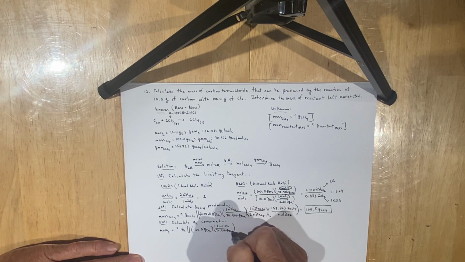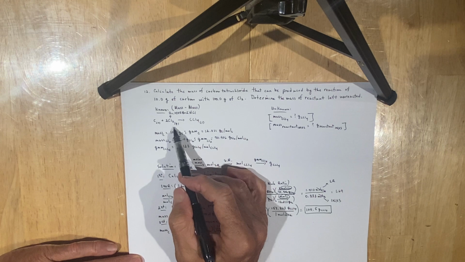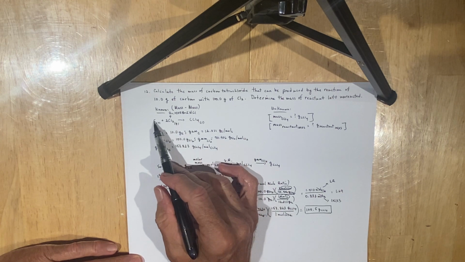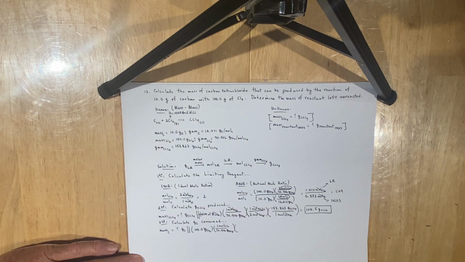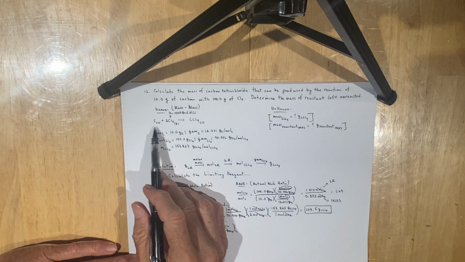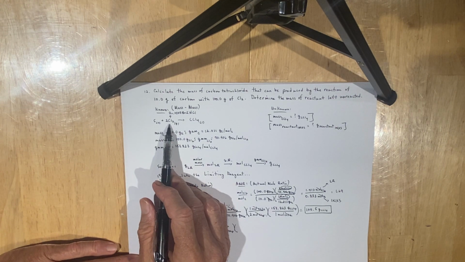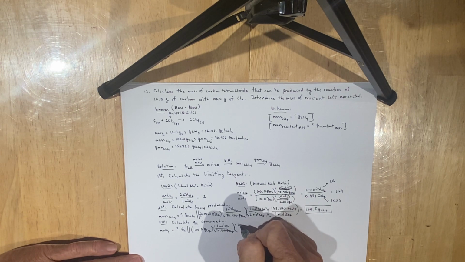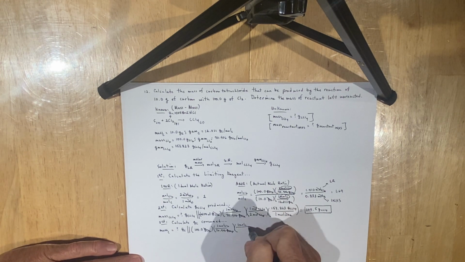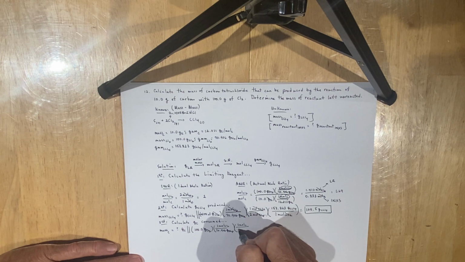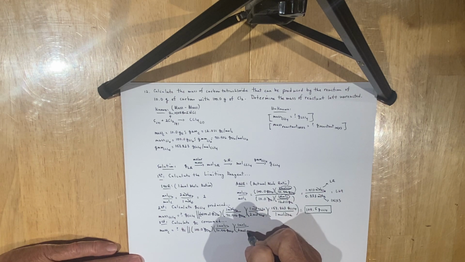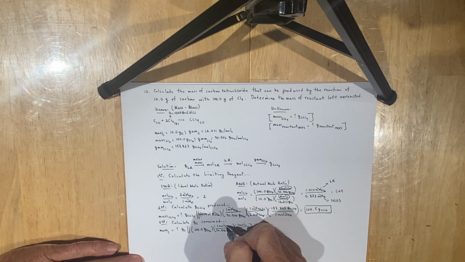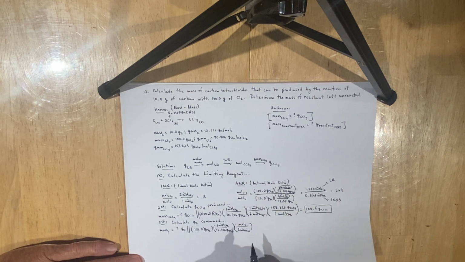Grams of Cl2 cancel, and now we've gone from grams of chlorine to moles of chlorine. Now we need to get to moles of carbon, and we know that 1 mole of carbon is consumed with every 2 moles of chlorine. So therefore, we want carbon in the numerator because that's the unit we want to achieve, and we want chlorine in the denominator because that's the unit we want to get rid of.